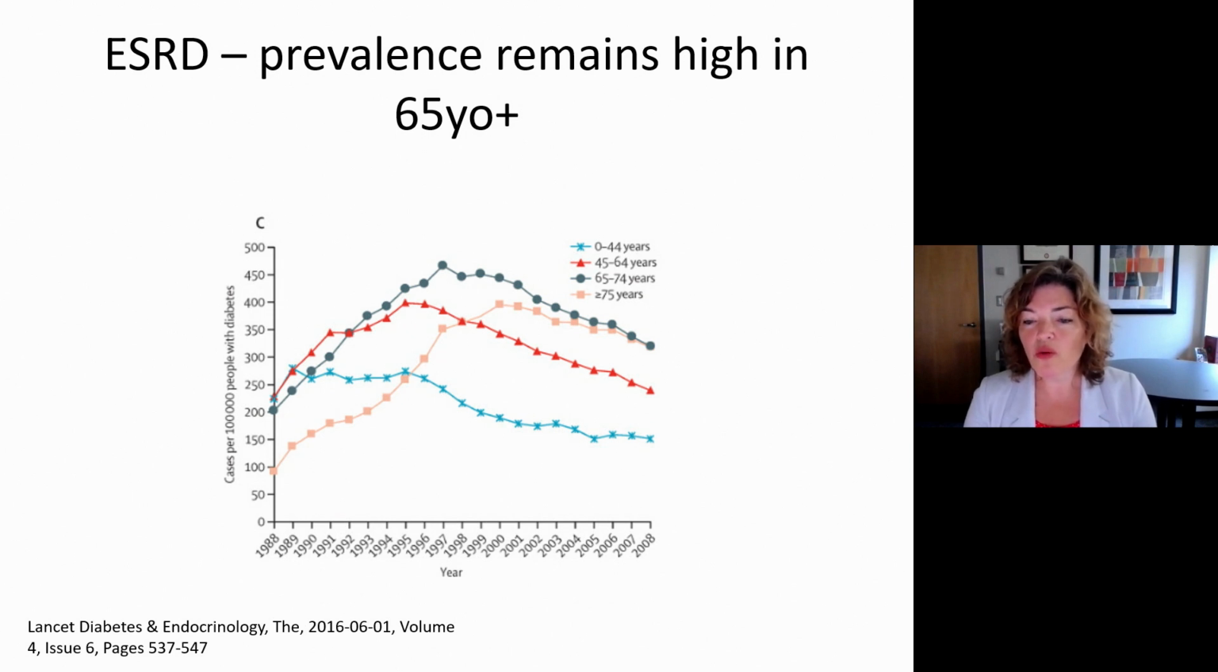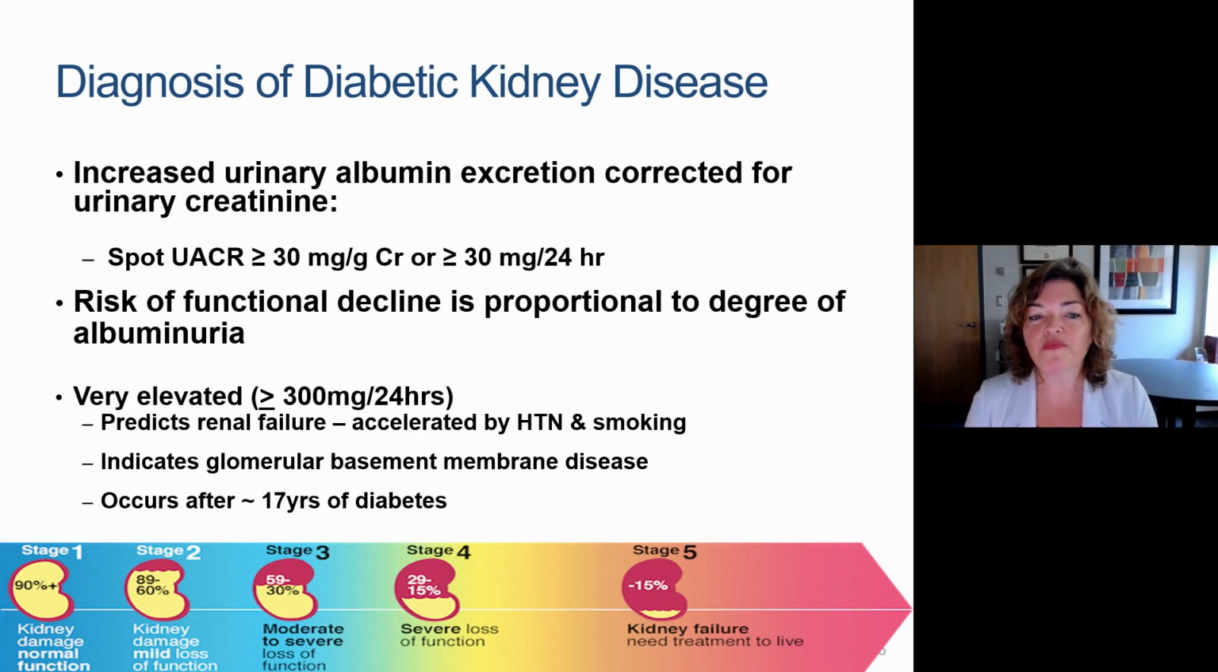But this is what I wanted you to see also, that in our patients over the age of 65, even though there is a decline, this is since 1998, for example, you see that there's a reduction in end-stage renal disease prevalence. In our older adults, it's still quite high. We're still seeing 300 cases per 100,000 people with diabetes. So lots of prevention to do.